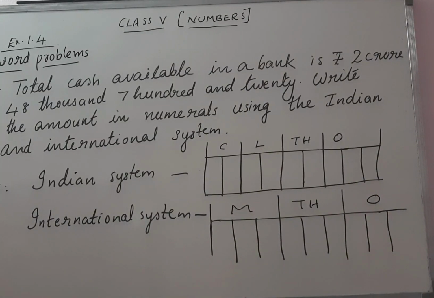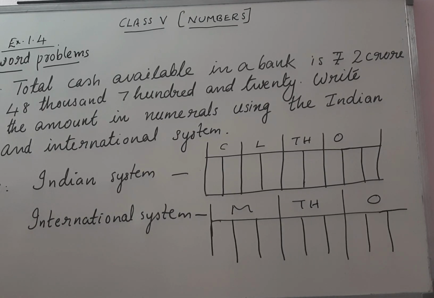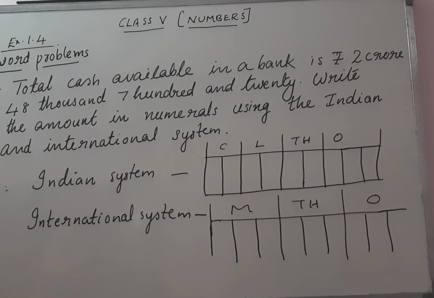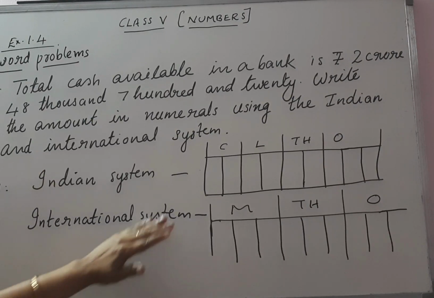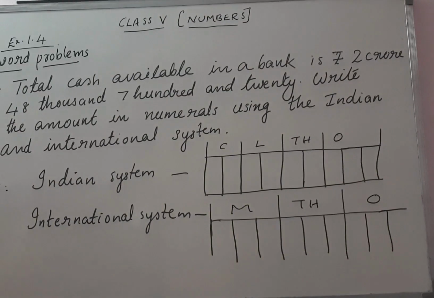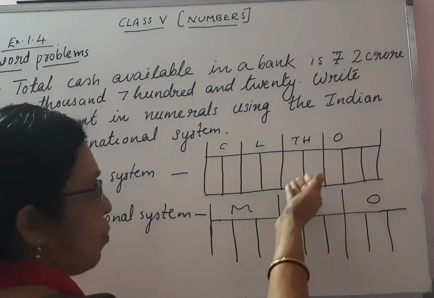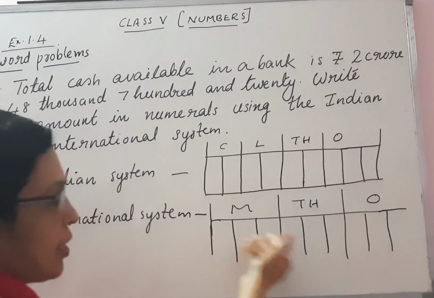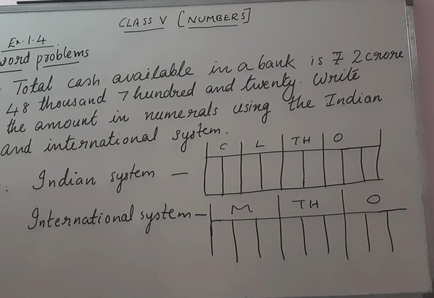Next question. Total cash available in a bank is rupees 2 crore 48,720. Write the amount in numerals using the Indian and international system. So here I have written the Indian system and international system, and its periods I have mentioned here. In each period we know there are 3 places, 2 places, 2 places, and in this case all the periods are having 3 places. So I separated the periods here. Now we just have to insert the digits given in the question. So you will get the Indian system and international system.